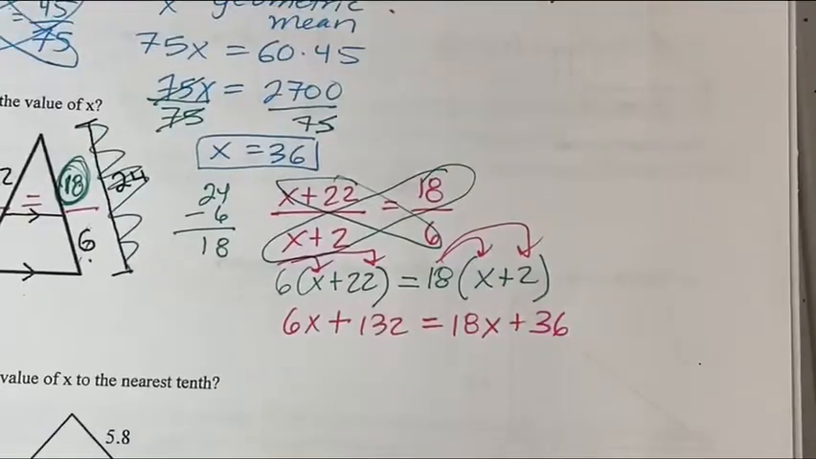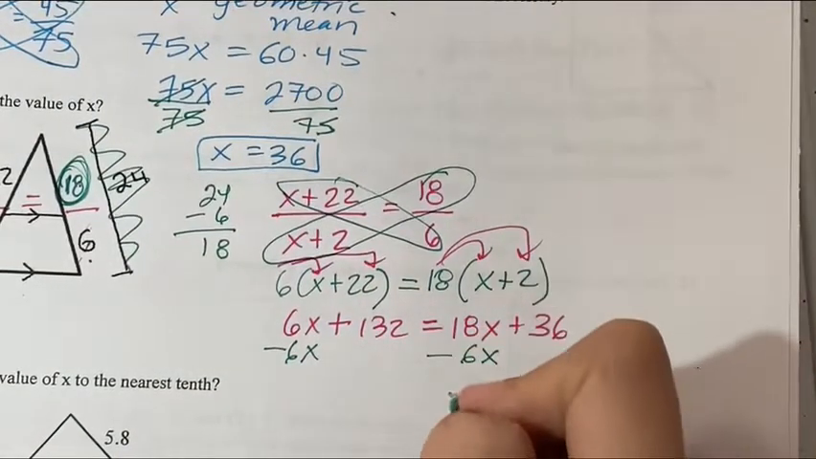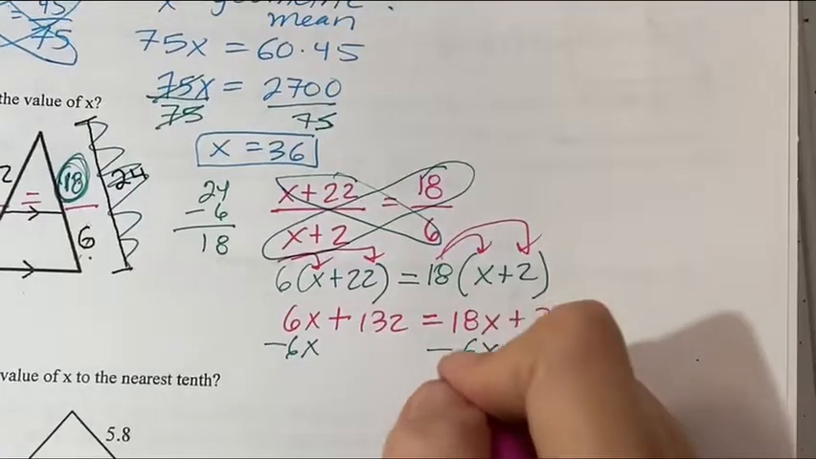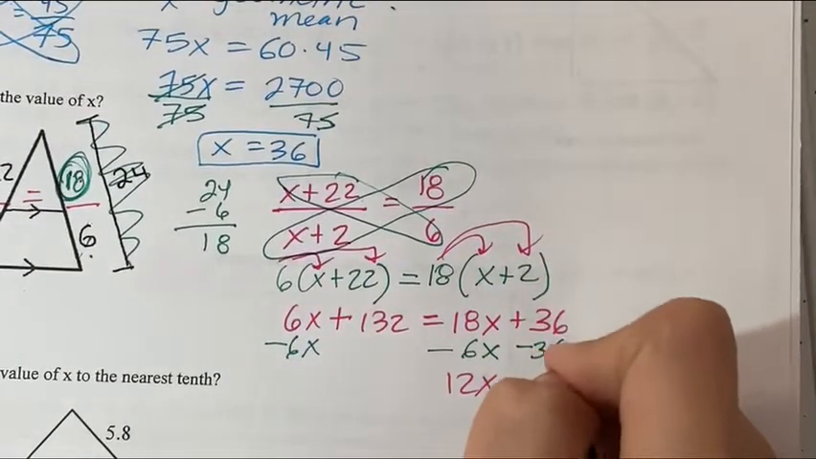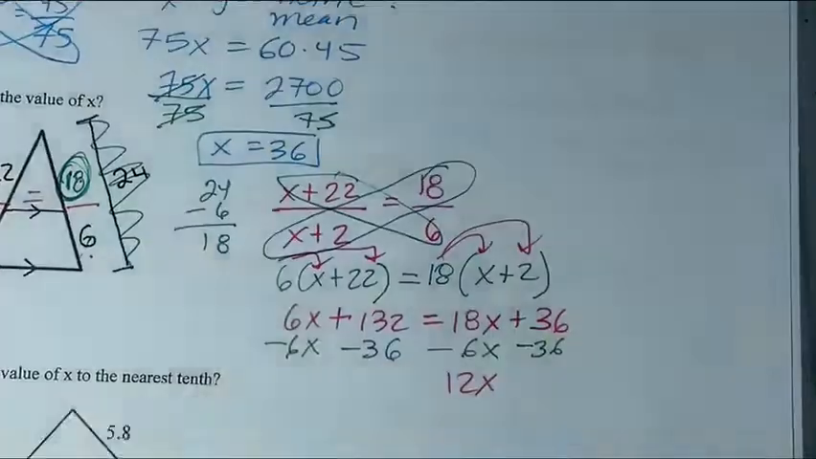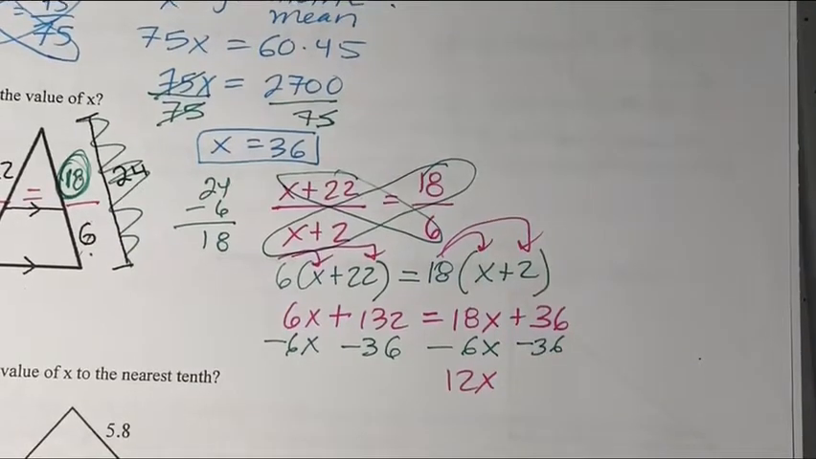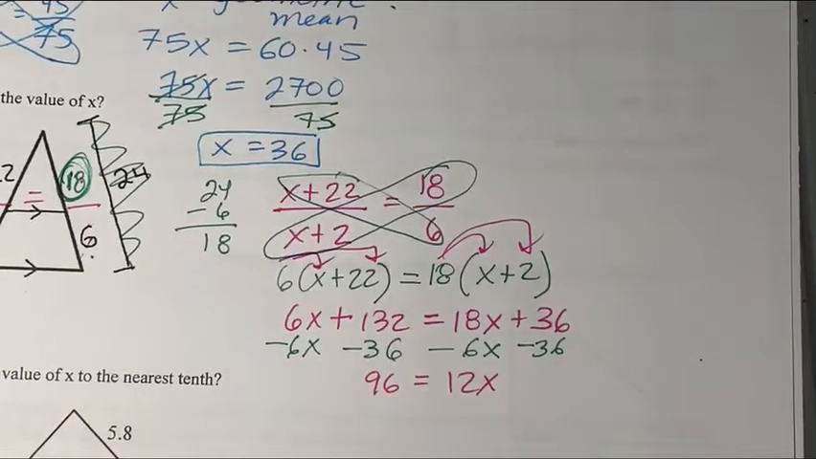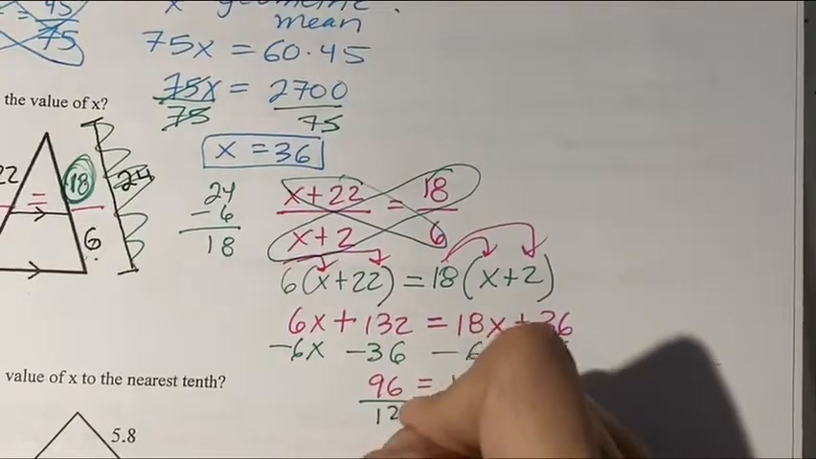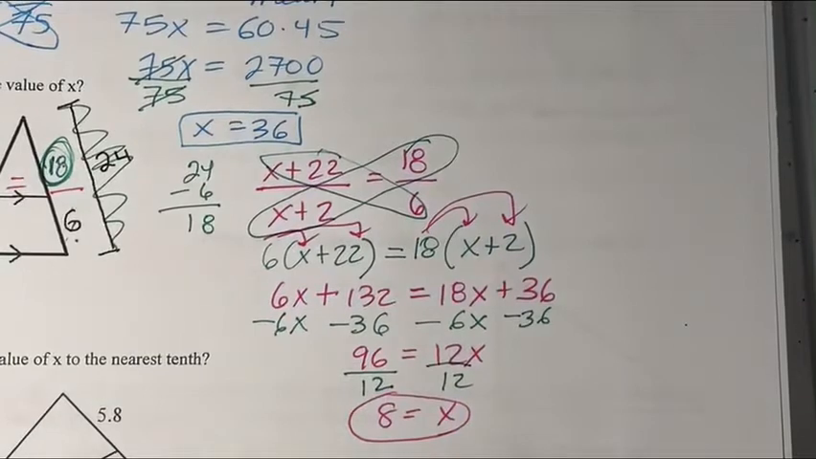Okay, I'm gonna keep going. Makes more sense to move the 6 x's than the 18. Then it makes sense of trying to get x by itself, so I'm going to have to move this over to this other side. And last, I'm going to divide both sides by 12. I get 8. Interesting, right?